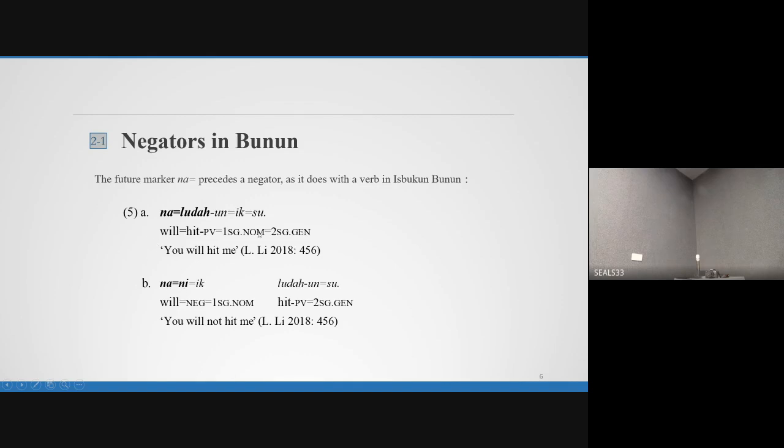Yes. We can turn off the lights. You can see that.